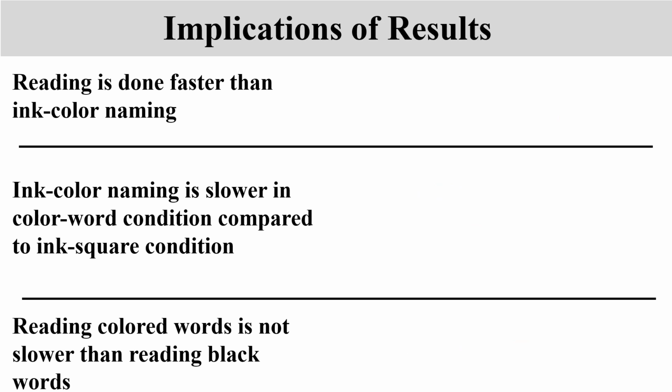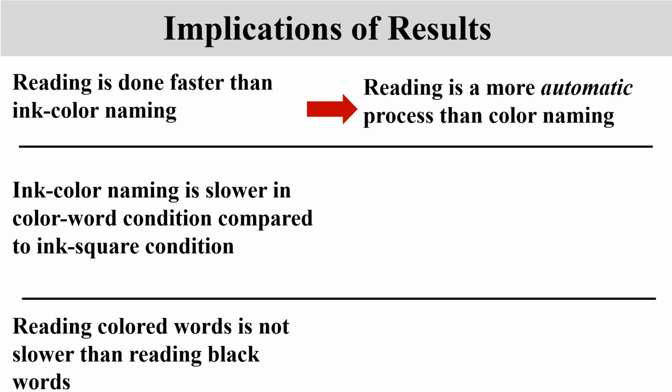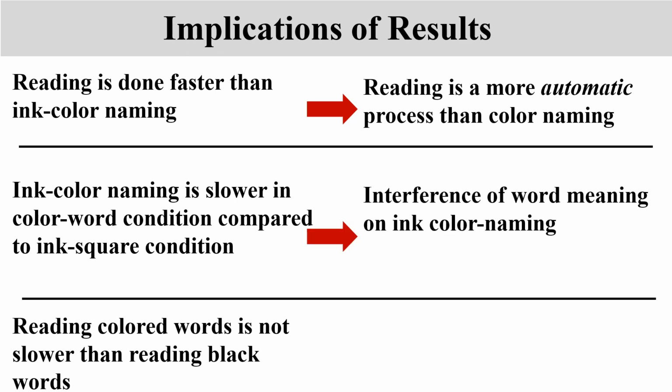Implication of their results, to generalize them a little bit, would show that reading is done faster than in-color naming, and therefore it's because reading is a more automatic process. Since interference of word meaning on in-color naming causes a slower reaction in colored words, in-color naming is slower in the colored word condition compared to the ink square condition, because the colored word has two features that are incongruent, so the incongruent condition is slower.